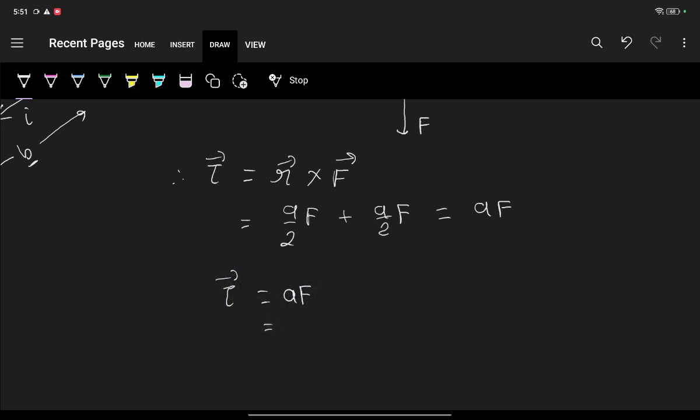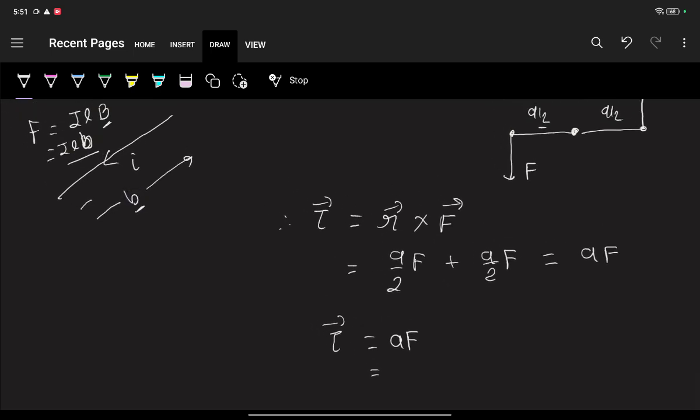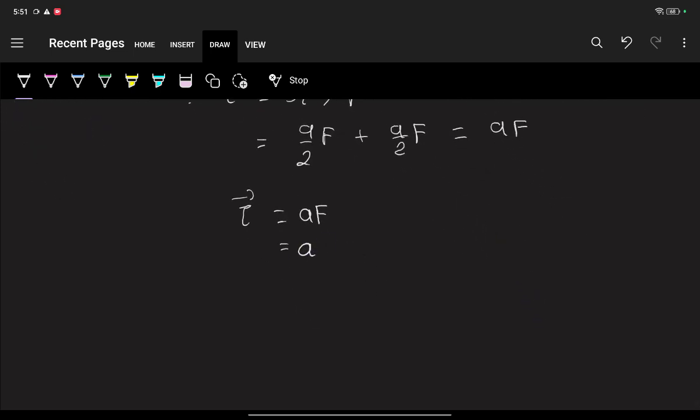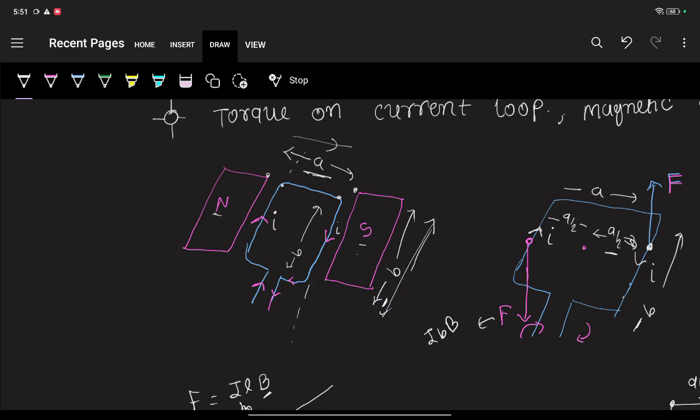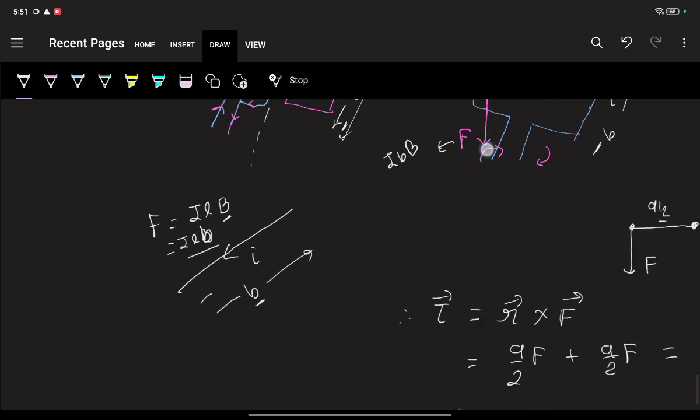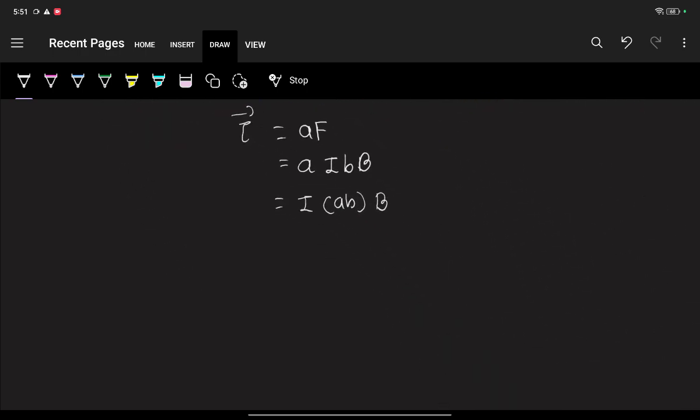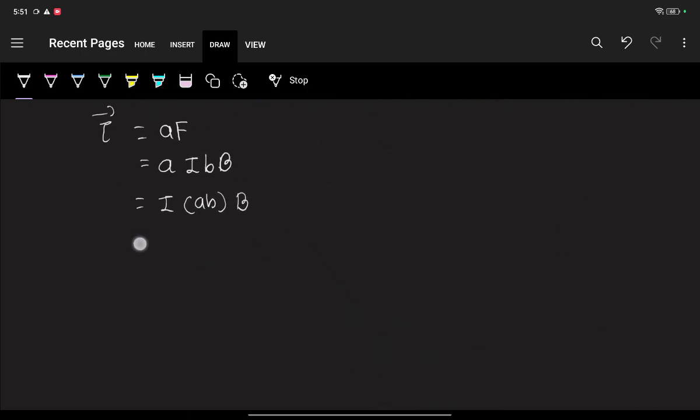And what was the force? It was I b B, right? Can we write it this way? I in the bracket a b into B. Yes or no? Yes. And what is this ab? ab is nothing but the area, right? a is the length and b is the breadth. So ab is nothing but area. So we can write it as I A into B, right? I A.